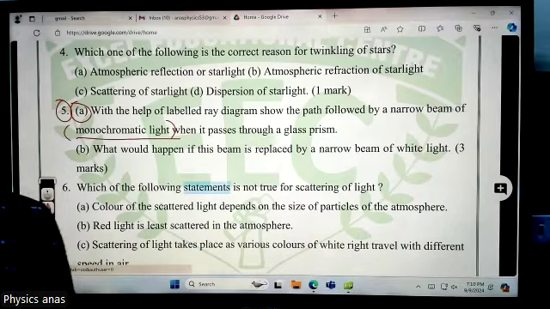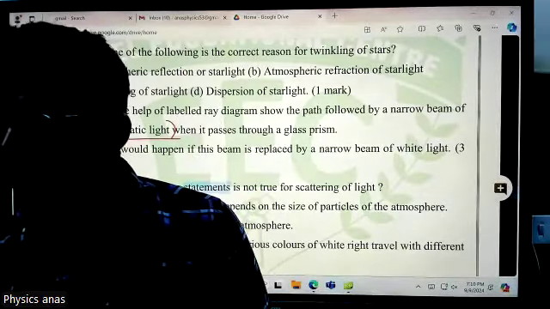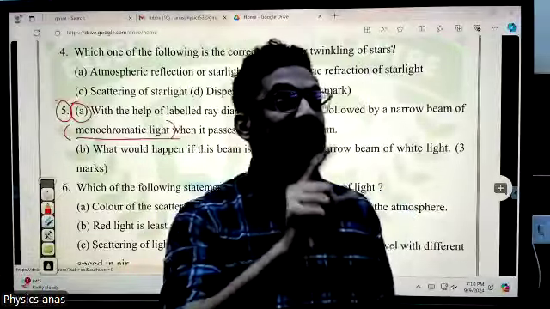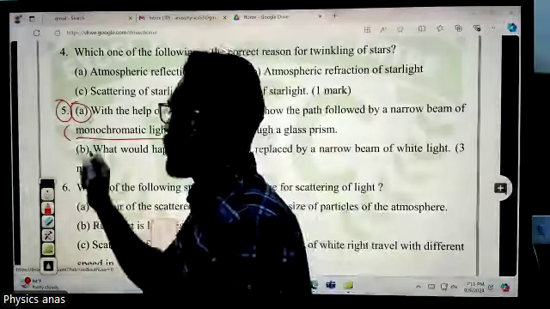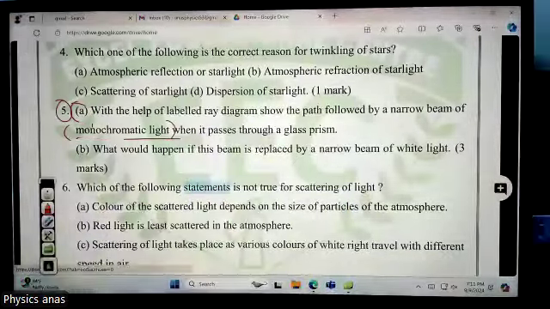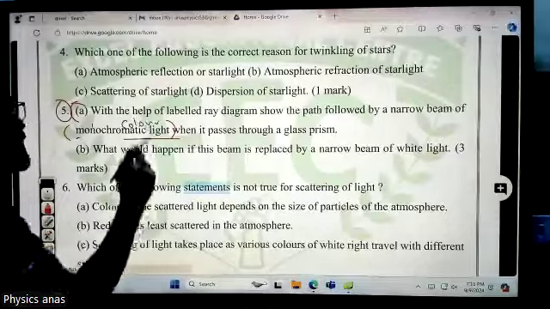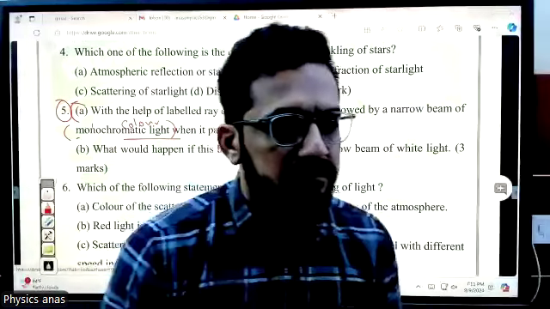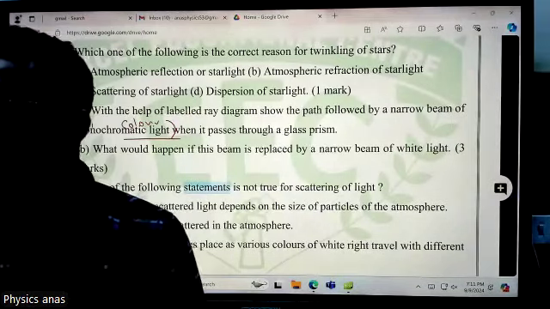What is a monochromatic light? This is the term. Monochromatic. Mono means one. Chromatic means color. That means only one color. What is the meaning of only one color? No splitting.